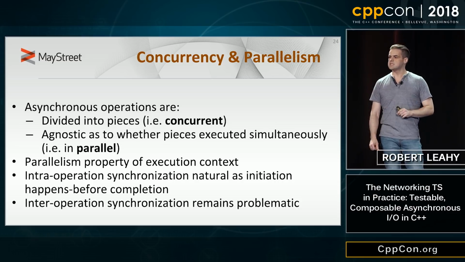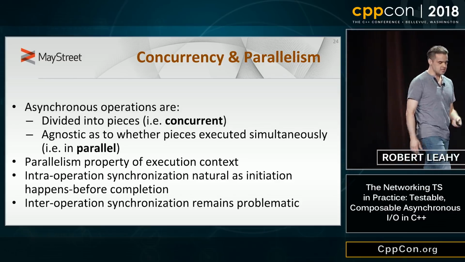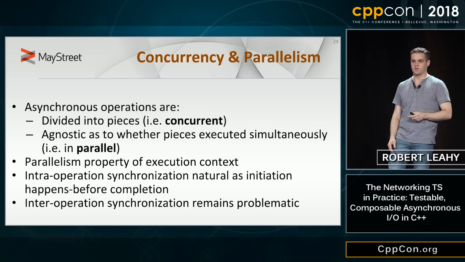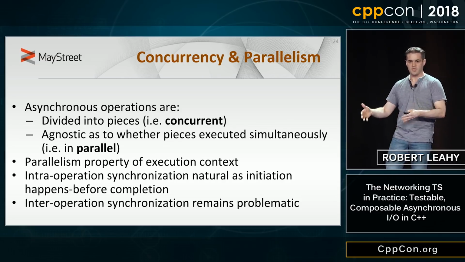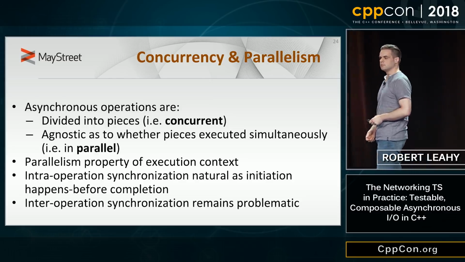What does the networking TS say about that? The networking TS is completely silent on the matter. The networking TS kicks that can down the road and says, parallelism is a property of the execution context. So if the execution context has 5 threads, then you might have some problems. And if it has 1, well, then we're all good.